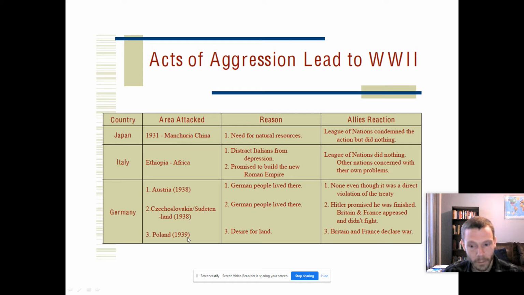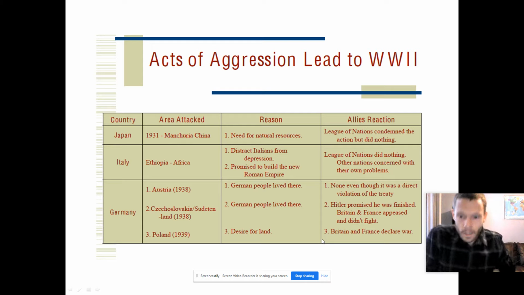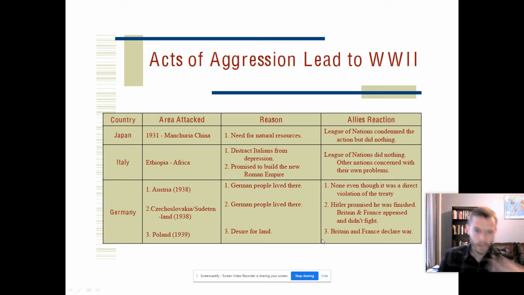1939, September 1st, this is going to be the match, the powder keg, whatever you want to call it. This is going to be the event that's going to begin the Second World War. The reasons are clearly laid out, and you can see how the Allies reacted. The primary thing that they did was appeasement. Appeasement did not work.